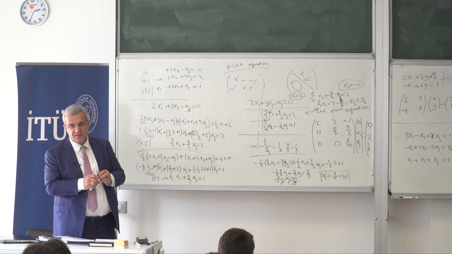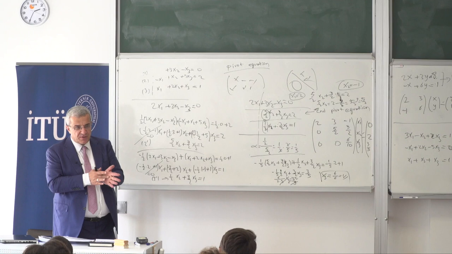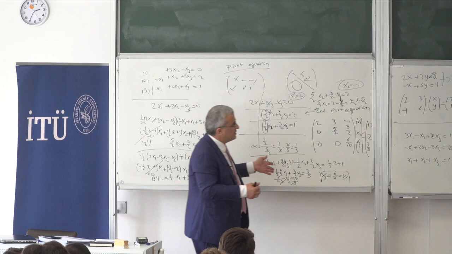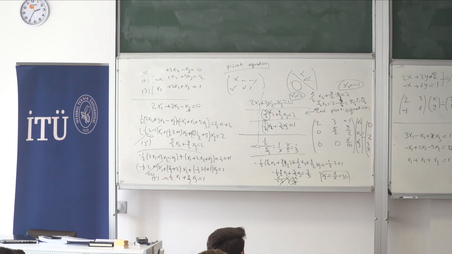Right? Because if a column is totally zero, think of it like this. You have x1, x2, x3, right? So here, if this column is all zero, that means that variable disappears. So that means you have three equations in this case and two unknowns, which are x2 and x3, or x1 and x3 in this case. Okay, here.